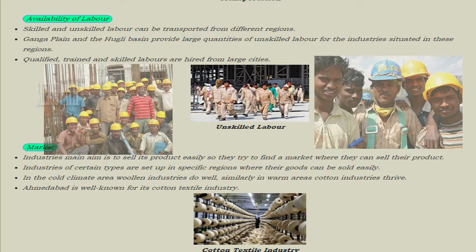Coming to the next factor, that is availability of labor. Skilled and unskilled labor can be transported from different regions. The Ganga Plain and the Hooghly Basin provide a large quantity of unskilled labor for industries situated in these regions. Qualified and trained skilled laborers are hired from large cities due to their education profiles.